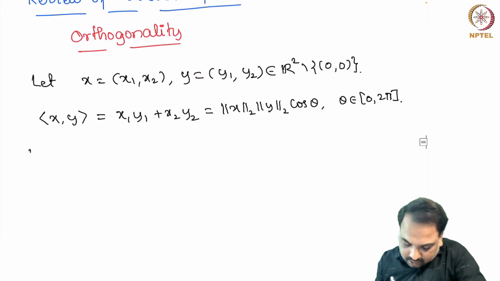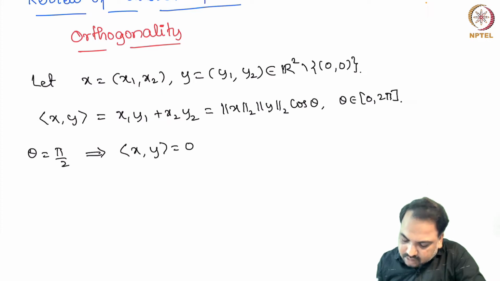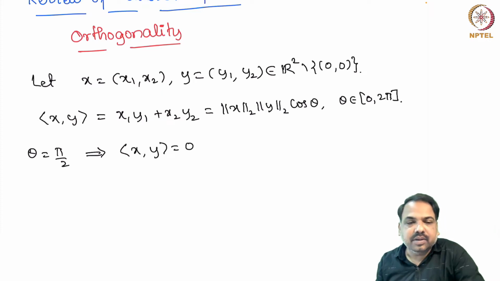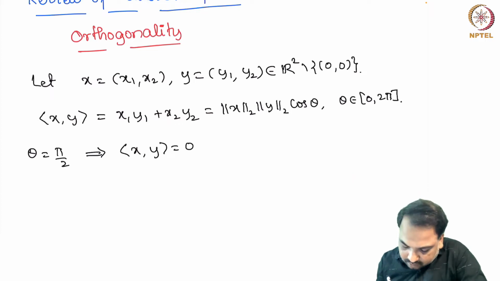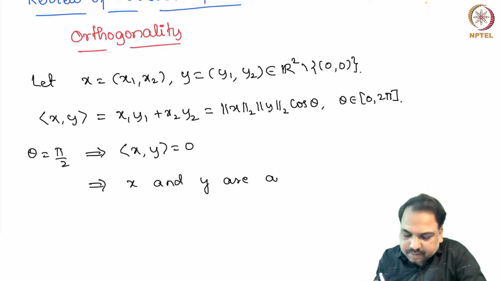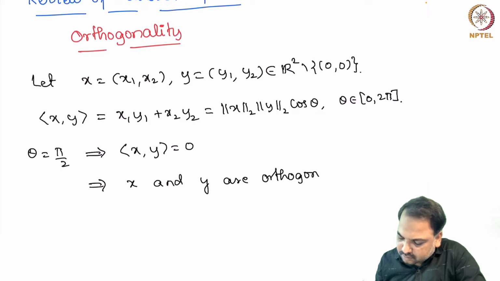We know that if theta equals pi by 2, this dot product of x with y, or inner product of x with y, is 0. And we know that when the angle between two vectors is pi by 2, we call them orthogonal vectors or perpendicular vectors. So this implies x and y are orthogonal to each other.